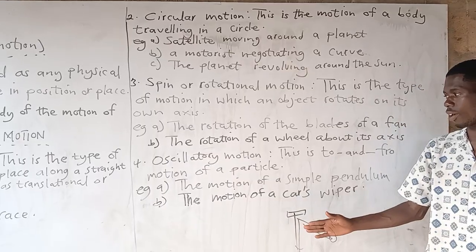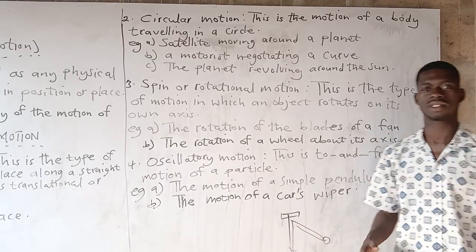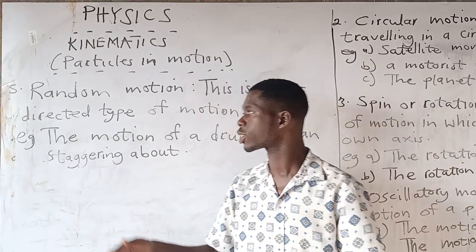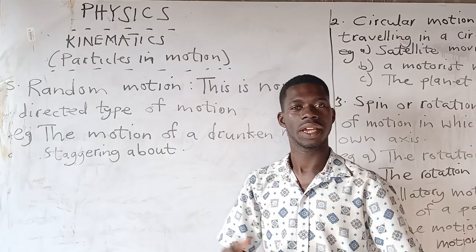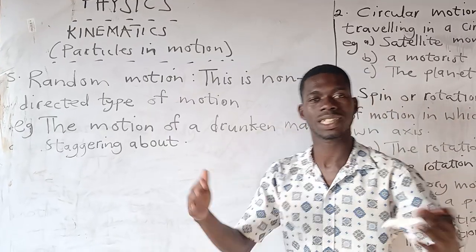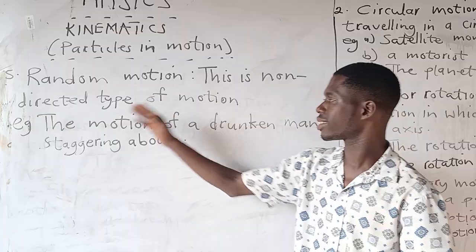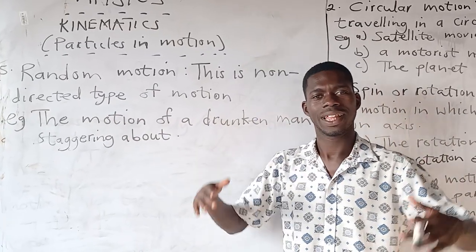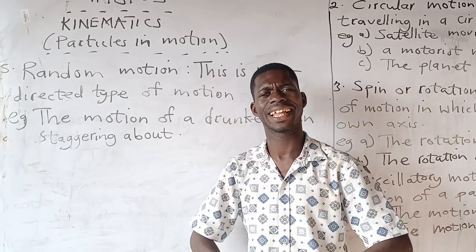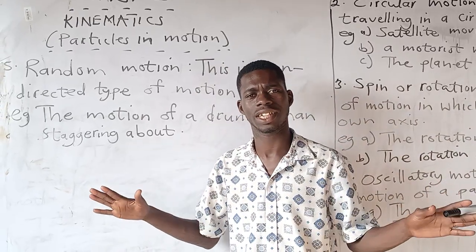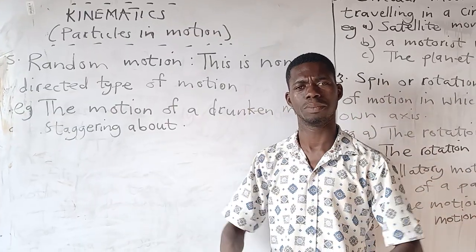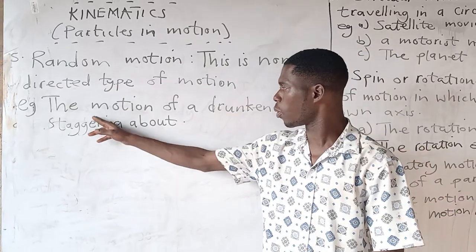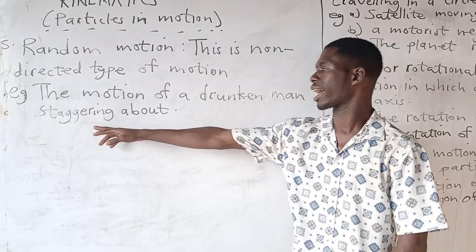Now it's left with the fifth type of motion, which is known as random motion. What is random motion? This is a non-directed type of motion. It means for random motion, the body moves haphazardly. It doesn't know where it is going. An example is the motion of a drunken man staggering about.